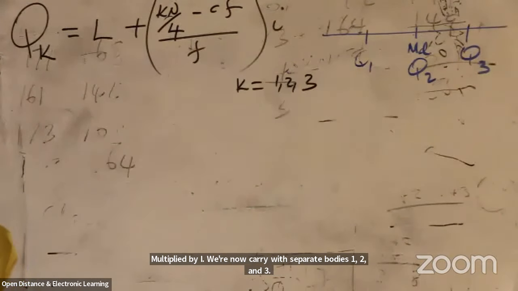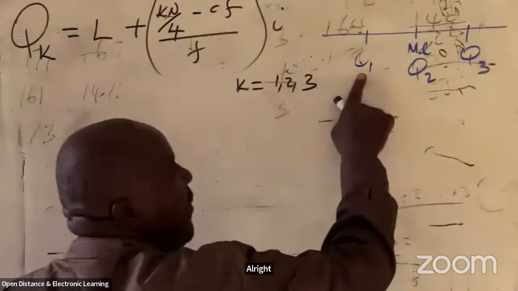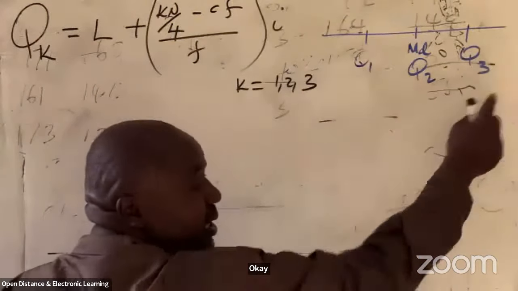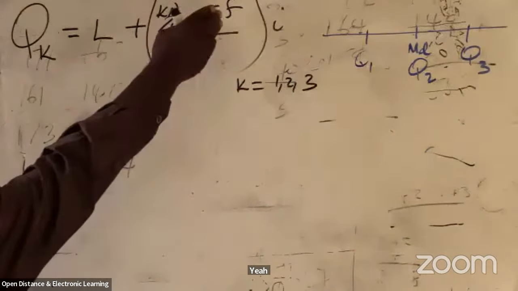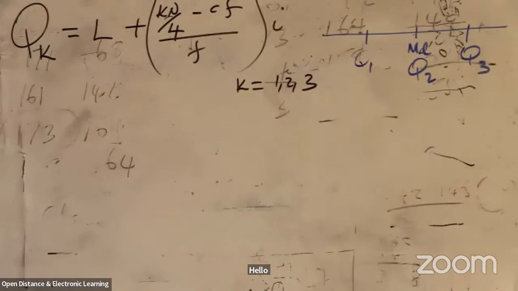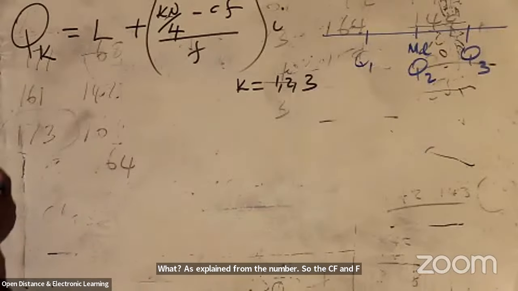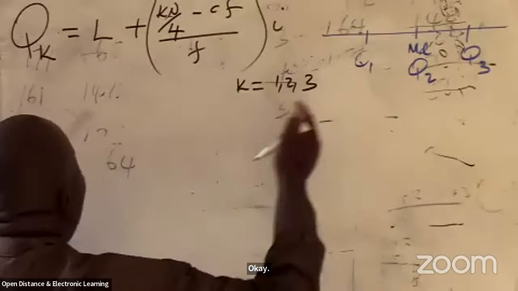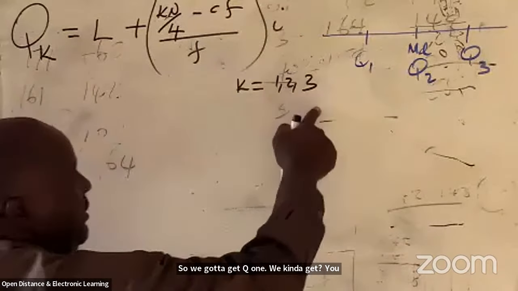Please follow keenly, because for the kth quartile, K can take on quarter 1, quarter 2, and quarter 3. There are 4 parts, but there are 3 quarters, as explained from the number line. So the CF and the F plus L are defined the same way we have defined them in our median. So we can get Q1, we can get Q2, we can get Q3 when K takes on 1, 2, 3.